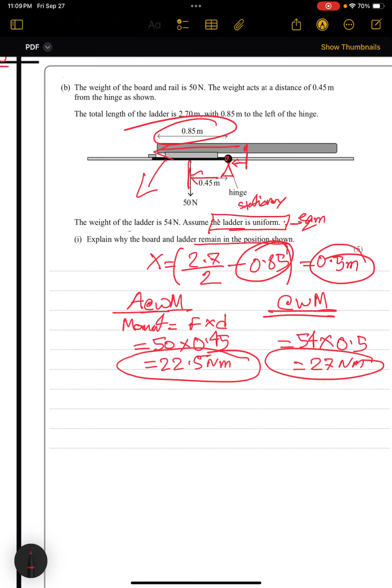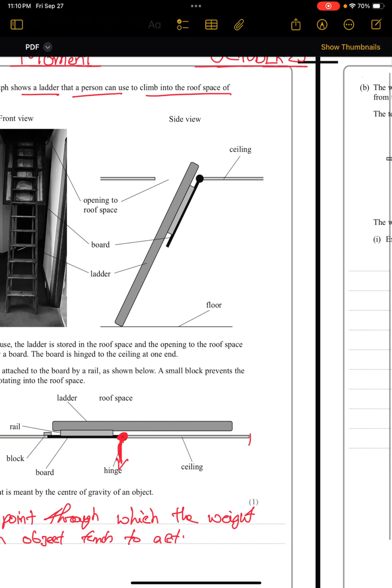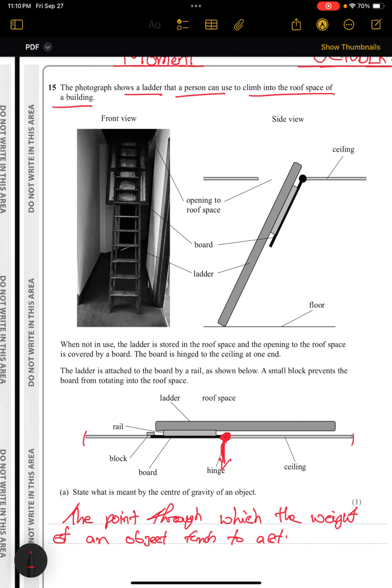So for this to remain stationary, there must be another force that is acting in this anti-clockwise part, so that this 22.5 plus something is equal to this 27 Newton meter, as this is in uniform equilibrium, they have said. So let's go and find out which is acting in the anti-clockwise part. So this was the board and rail that was acting, which equals 22.5, but there is another 4.5 unit that is acting in this position.